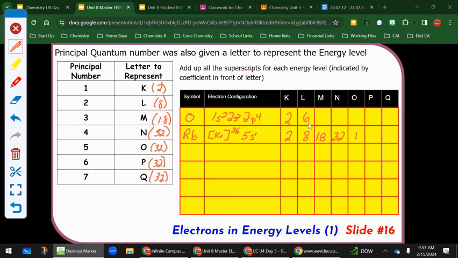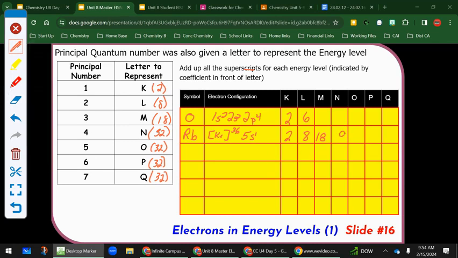You know, I wish somebody were nice enough to give you the numbers that would belong there based on the noble gas on your periodic table. So K is 2, L is 8, M is 18. Nope, wrong. 2, 8, 18, and 9.